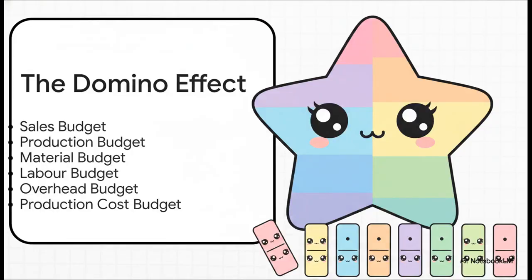Now, I need you to draw a massive, brightly colored star right here. This domino effect is the single most important concept in MF201. You absolutely cannot skip steps here. You have to start with the sales budget. Why? Because your expected sales dictate your production budget. Once you know what to make, that tells you exactly what materials and labor you need. Add in your overheads and boom, you've got your total production cost. If you mess up that very first domino, the sales, every other calculation is going to fall flat.